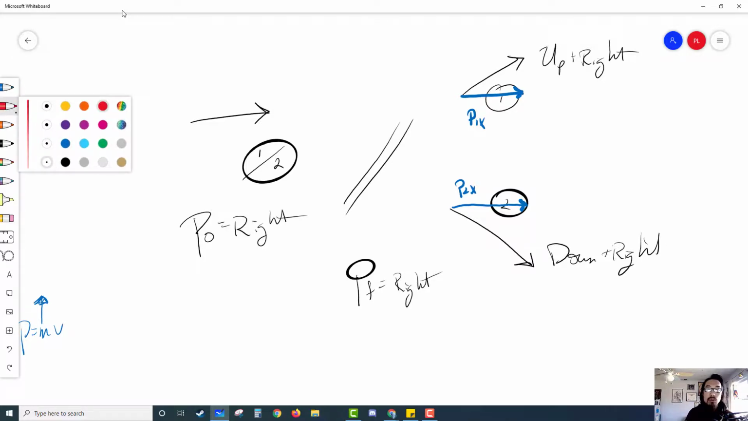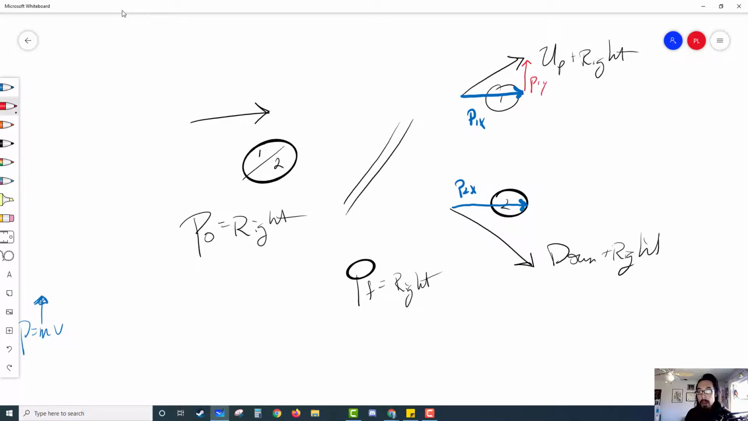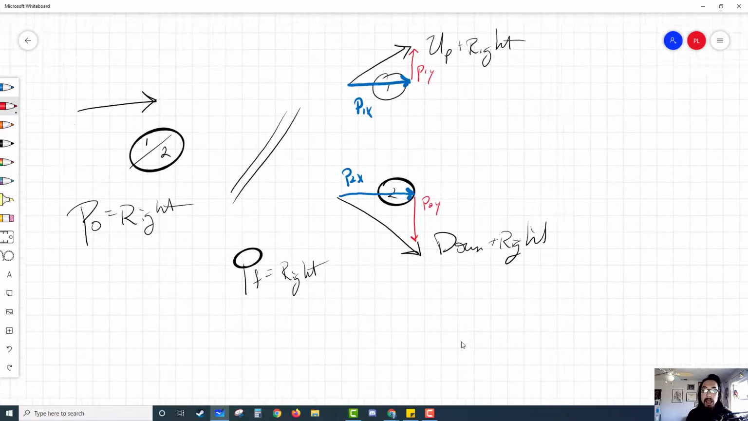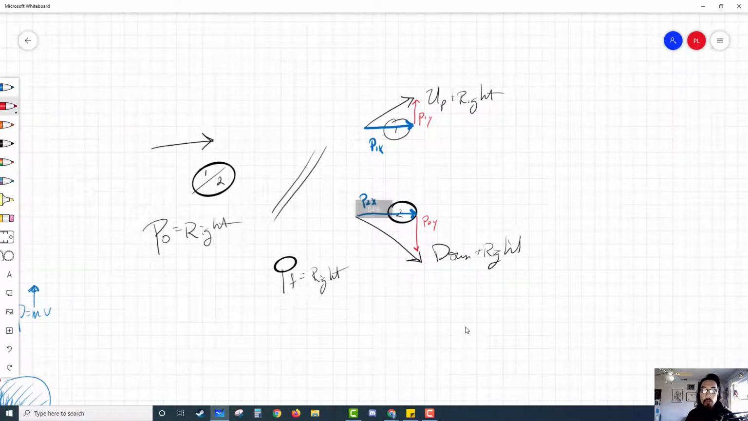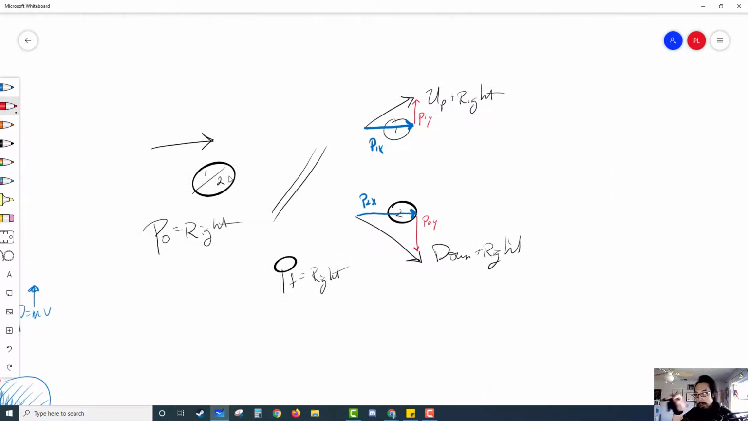Now I'm going to do the y momentum in red. So we have this upward momentum. I'm going to call this P1y. And we have this downward momentum. We can call this P2y. Okay, so this is currently our scenario, right? We have this watermelon. It was flying to the right, but it exploded for whatever reason, and we get something that ends up like this. So it's important to know that both of these are right angles right there.